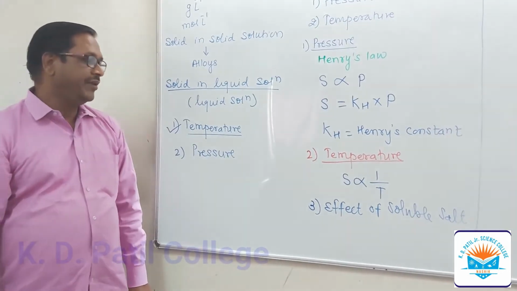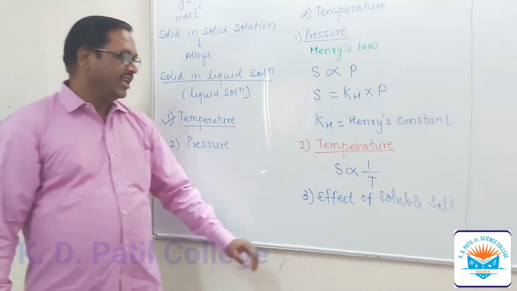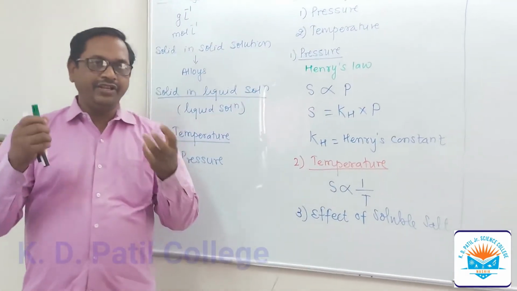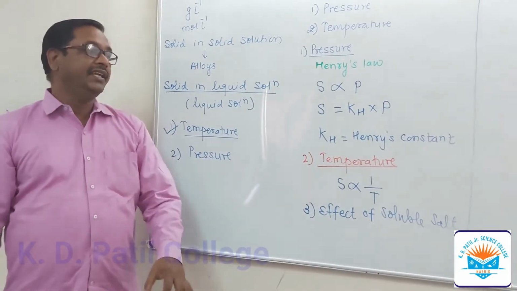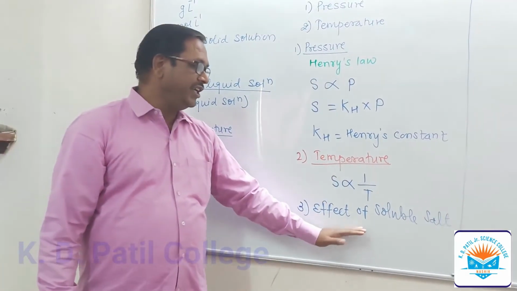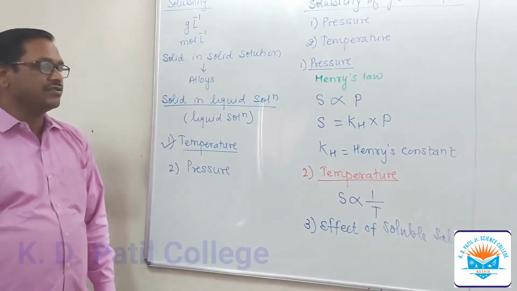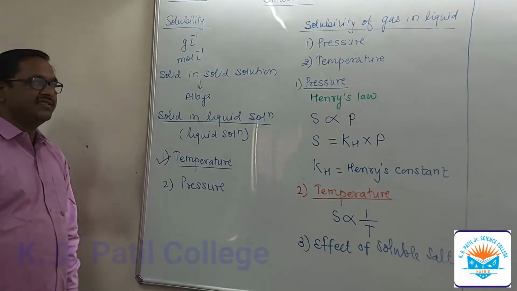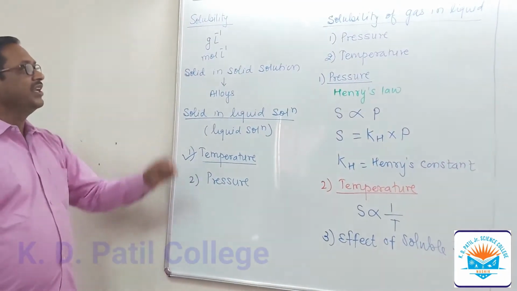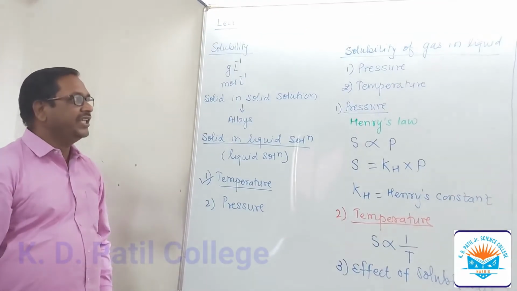Means when temperature increases, solubility decreases. And when we add some salt which is soluble in the solution, it decreases the solubility of the gas in liquid. Therefore, the effect of soluble salt in liquid affects the solubility of gas in liquid. In this way, the solubility is affected by many factors.